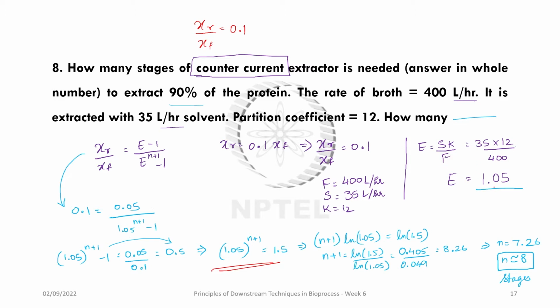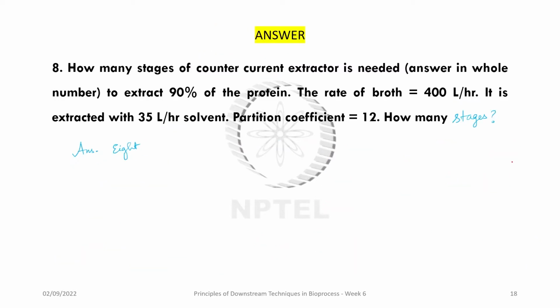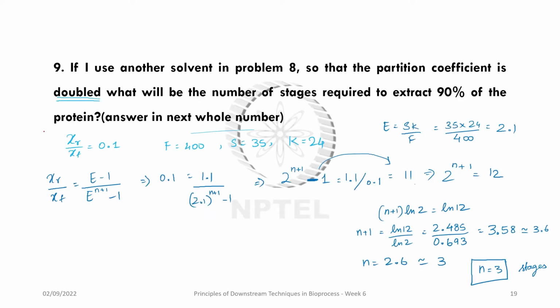E is equal to 1.05 and partition coefficient is equal to 12. So you substitute that and get 1.05. Then we substitute it into the counter current formula, and when you solve for it you get 1.05 power n plus 1 is equal to 1.5. And when we take the ln, when you take it out from the power with log or ln, you end up with n is equal to 8 stages. Clear?